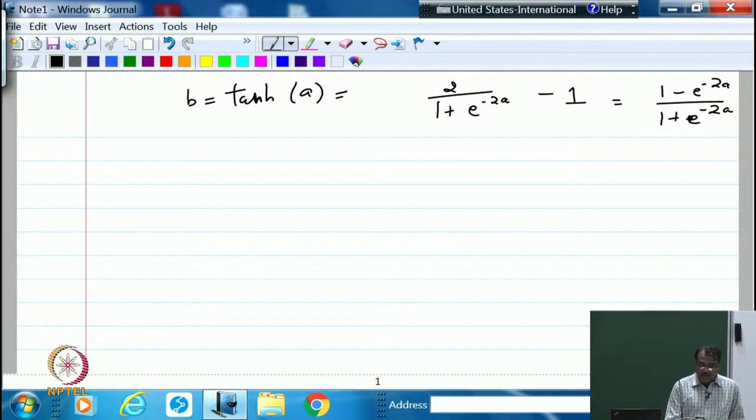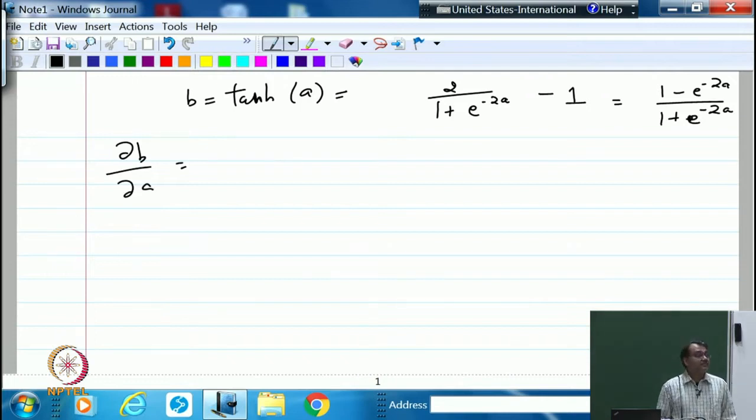So tanh of a is nothing but 2 upon 1 plus e to the power minus 2a, minus 1, and if you take the minus 1 into the numerator, then it becomes equivalent to 1 minus e to the power minus 2a upon 1 plus e to the power minus 2a. So let us quickly compute del b by del a.